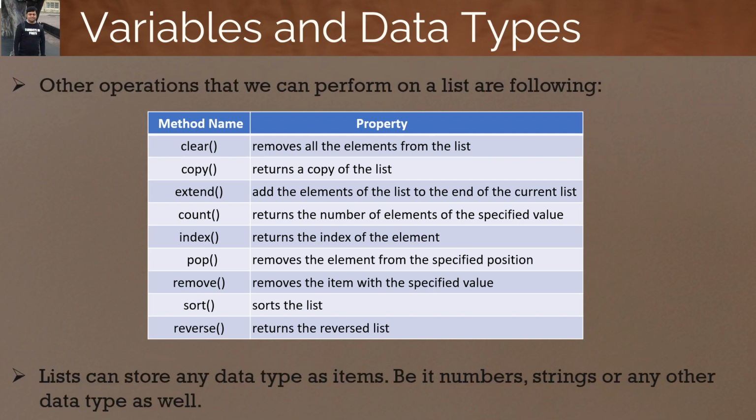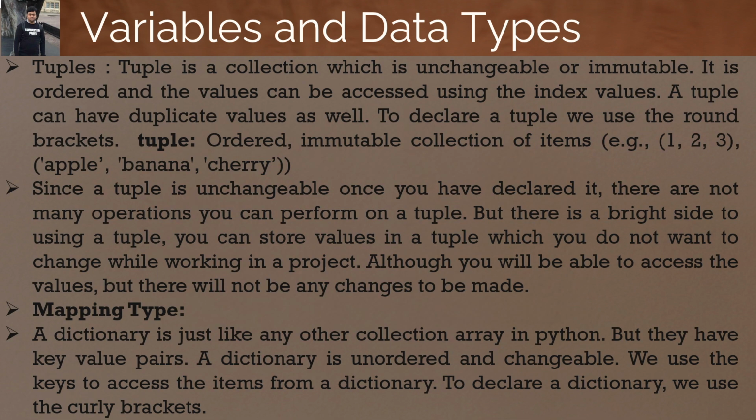So a list can store any data type as items, with numbers, strings, or any other data type as well. Next data type is tuple.